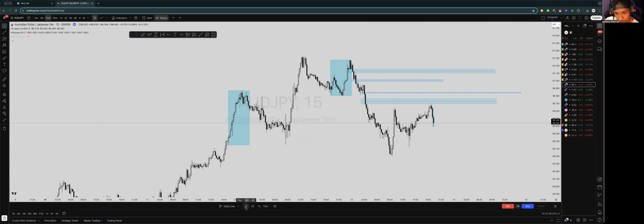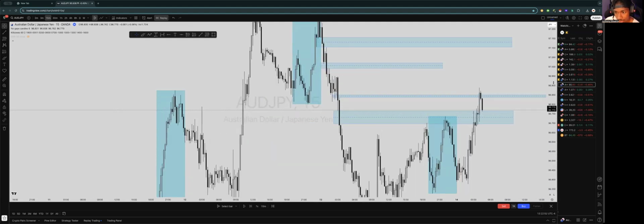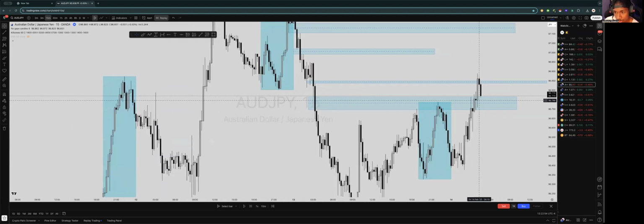Okay, so market tapped into area of interest, area of interest again. So these are the two areas of interest that price came into. Now we zoom in and we see that price is still bullish. Okay, price is still bullish.